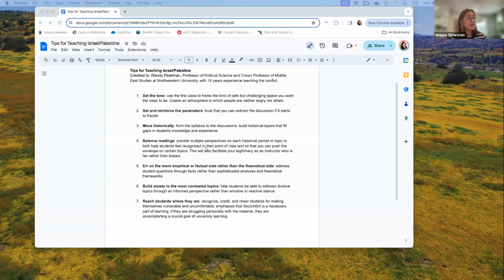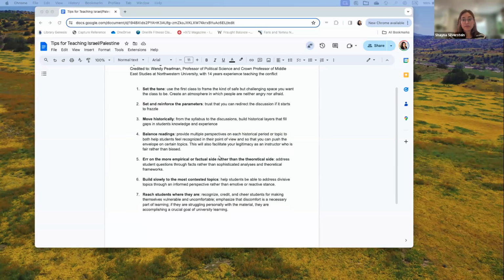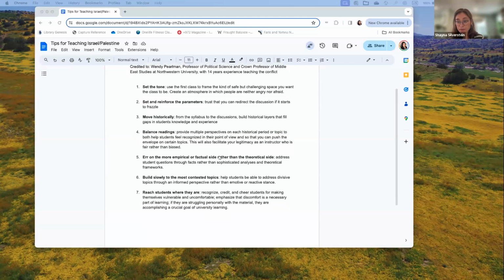And then the fourth tip is to balance the readings, right? Students will be coming from all perspectives. And if you can provide multiple perspectives on each historical period or each topic that you are presenting, that helps you to both recognize where students are at, which is very important to meet students where they're at, as well as for you to then push the envelope on certain topics so that there can be discomfort and there can be growth, which is what I think we are all trying to do when we are talking about this challenging subject in our classroom. We want students to grow and experience discomfort in the learning process and acknowledge that that is beneficial to everybody involved.